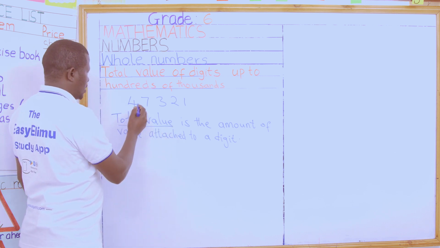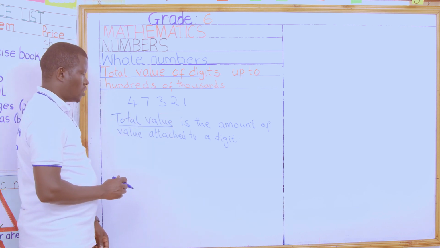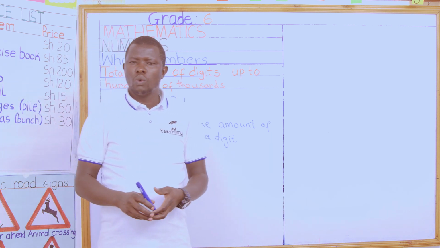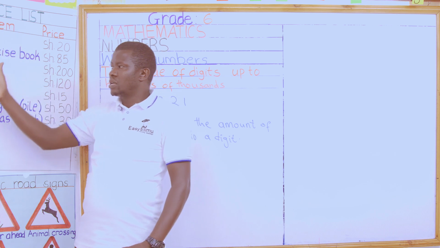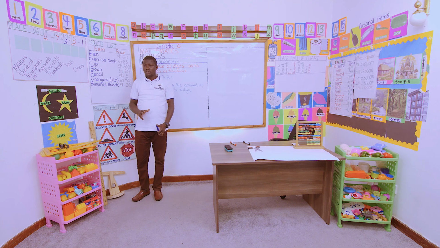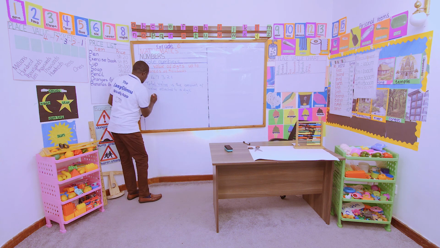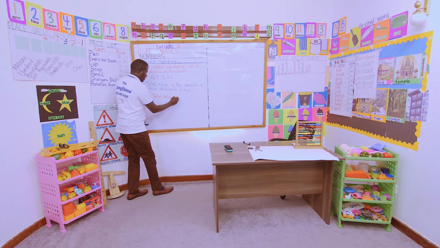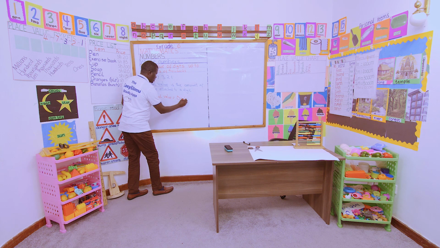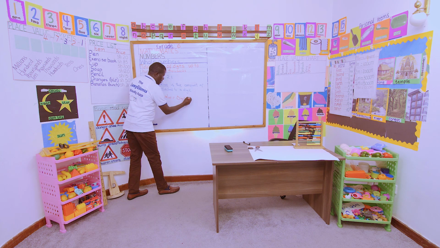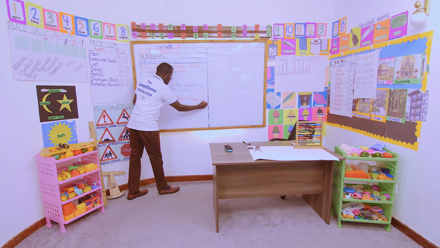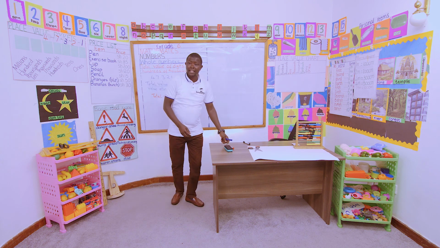For example, in this number we have digit 1. What is the amount of value attached to digit 1? Remember, we saw it as ones in the place value. So how do we calculate the total value? Total value is equal to the digit multiplied by its place value. For you to get the total value, multiply that digit by its place value.